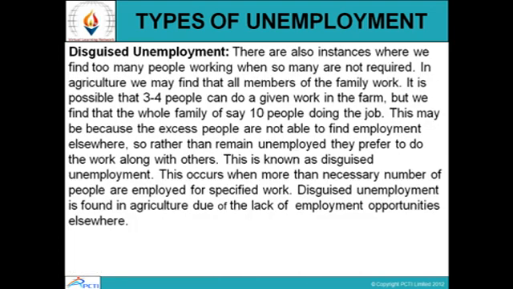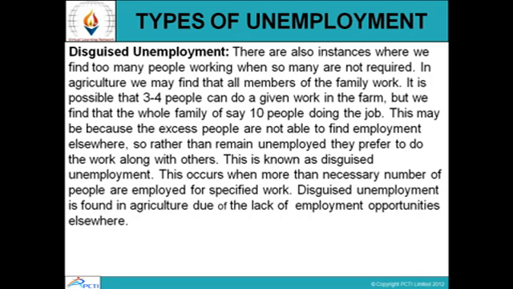Disguised unemployment. There are also instances where we find too many people working when so many are not required. In agriculture, we may find that all members of the family work. It is possible that 3 or 4 people can do a given work in the farm, but we find that the whole family of, say, 10 people is doing the job.